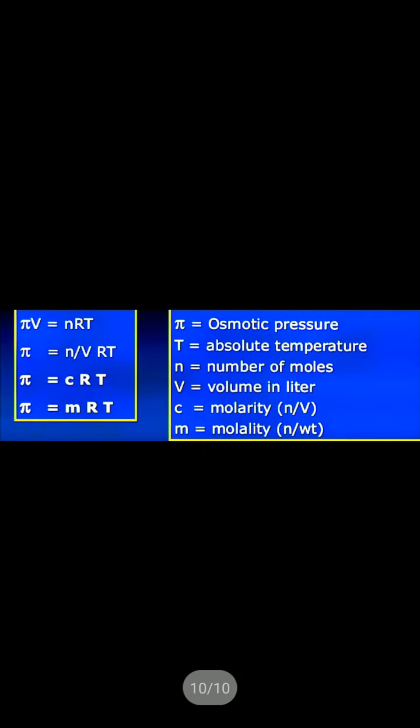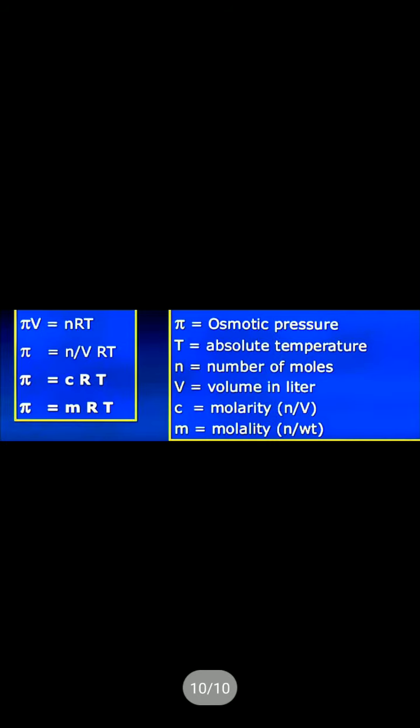अब देखिए, pi V is equal to nRT. Pi is osmotic pressure, T absolute temperature, n number of moles, V volume in liter, M molarity. C is the concentration, molarity, n upon V, or m is the molality, n upon weight. तो n को V को हम इधर ले आएंगे तो क्या लिख सकते हैं हम, pi is equal to n upon V RT. n upon V क्या हो गया C, pi is equal to CRT. अगर कंसंट्रेशन मोलैरिटी में, और अगर कंसंट्रेशन मोलैलिटी में है तो pi is equal to mRT.